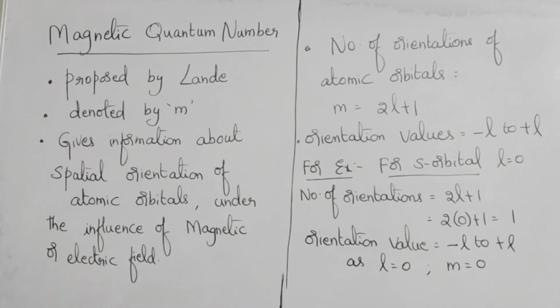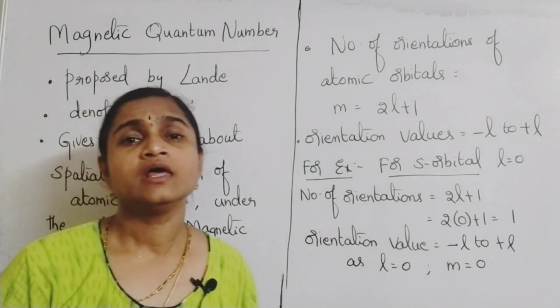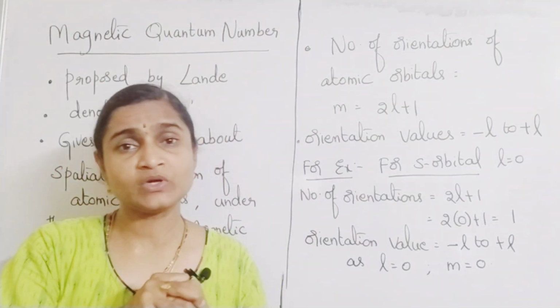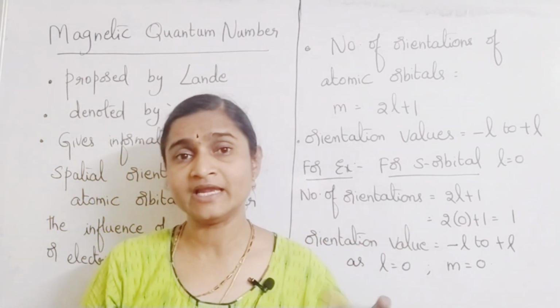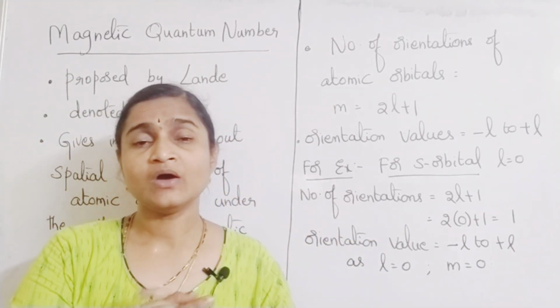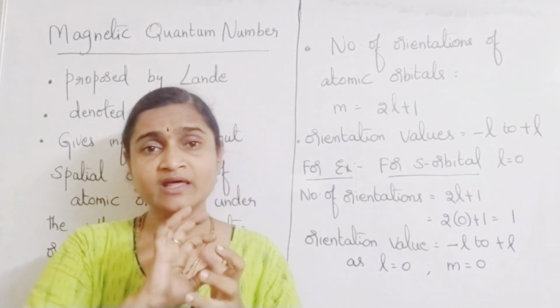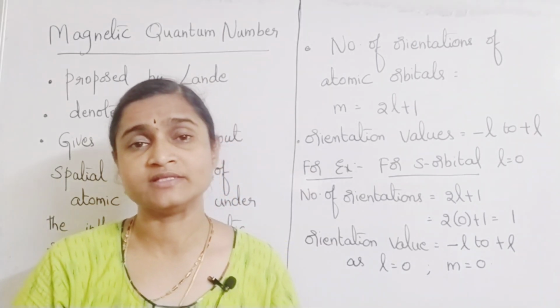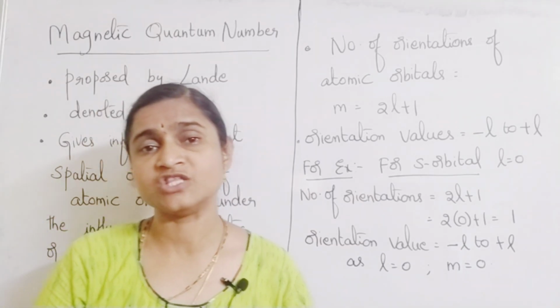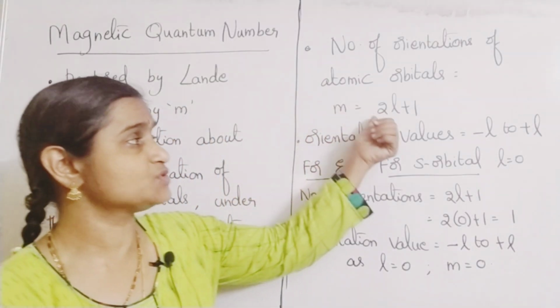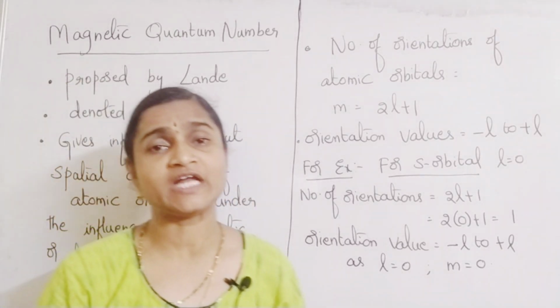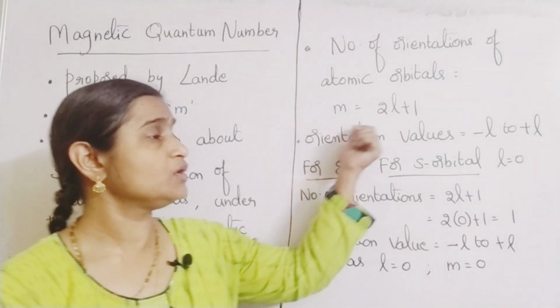Next, magnetic quantum number, and it is proposed by the scientist named Lande, and it is denoted by the letter small m. It gives information about spatial orientation of atomic orbitals. What is meant by this spatial orientation? See, under the influence of magnetic field, these orbitals which I have drawn previously, like a spherical shaped s orbital, p orbital, under the influence of magnetic field, they rotate or they will change their directions. How many directions they are changing? That is given by the formula m is equal to 2l plus 1. Number of orientations of atomic orbitals is given by the formula 2l plus 1.